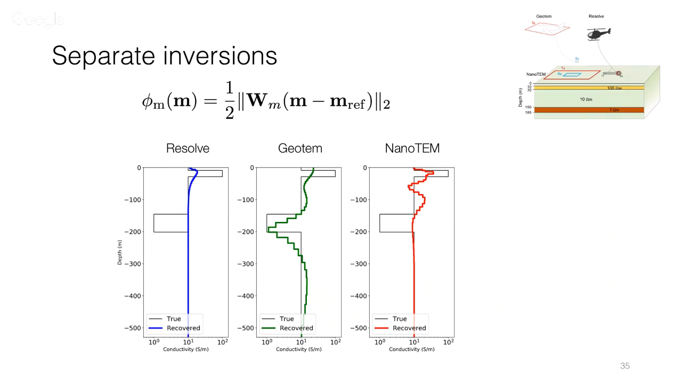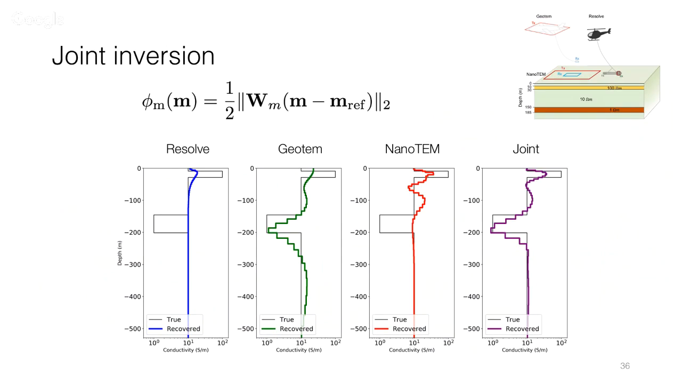And if we took those and inverted everything all at once, we end up with a joint inversion that looks like this. So this has actually done a pretty nice job of finding this feature as well as this, and then going back to the background. So this is all done with L2 inversions.